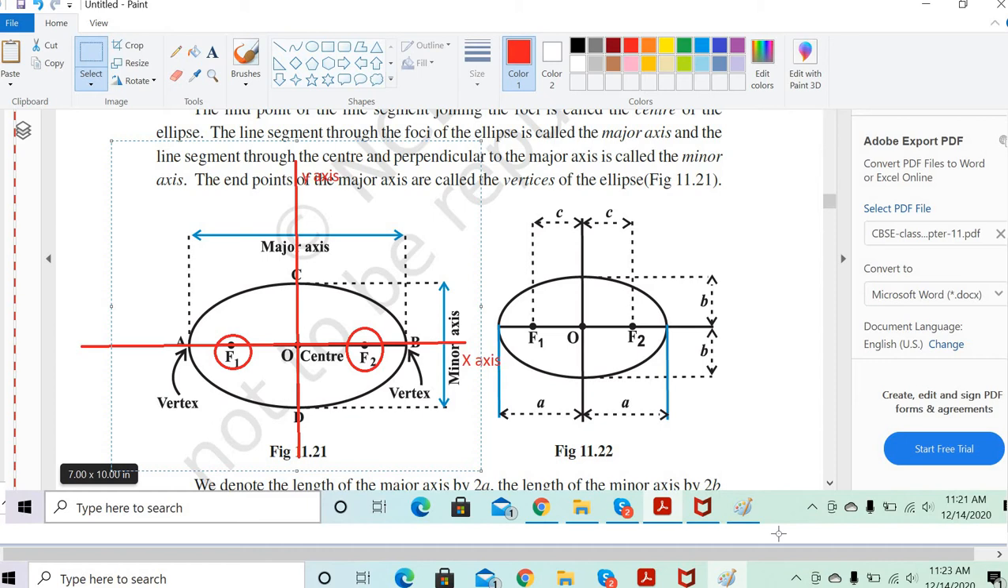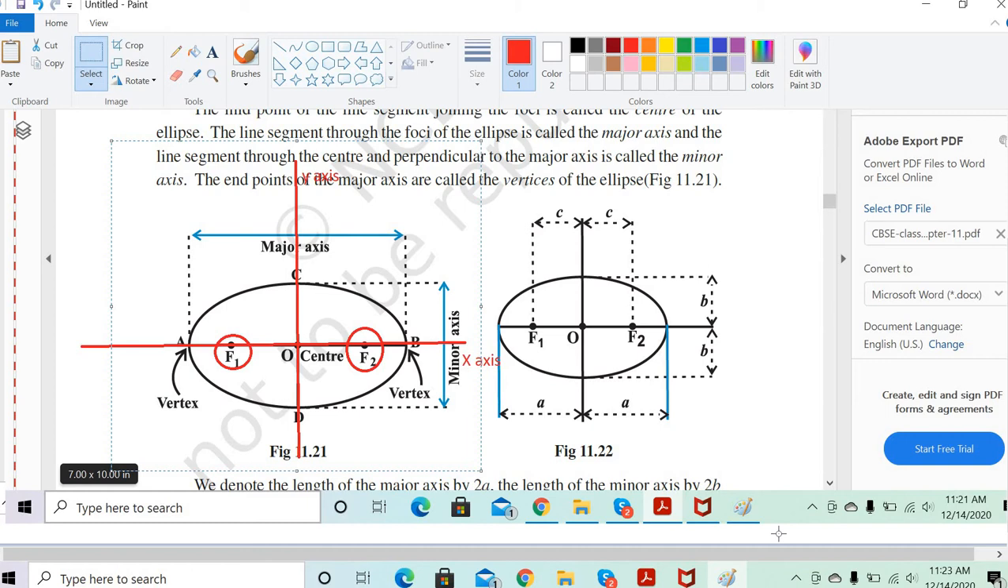Now there are 2 points which are cutting on the x-axis. That's A and B. Can you see that? A and B. This line segment AB cuts the ellipse into two equal halves, so it is symmetrical for the lower half and the upper half, right? AB is bigger than CD, isn't it? CD is on the y-axis and AB is on the x-axis.